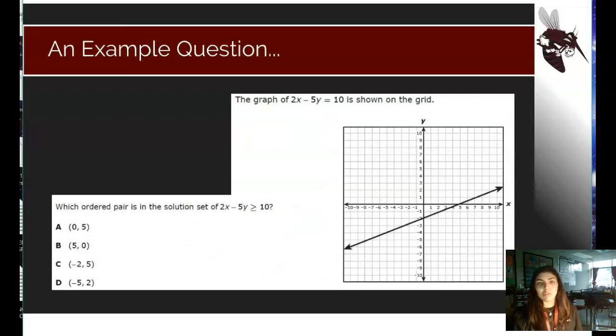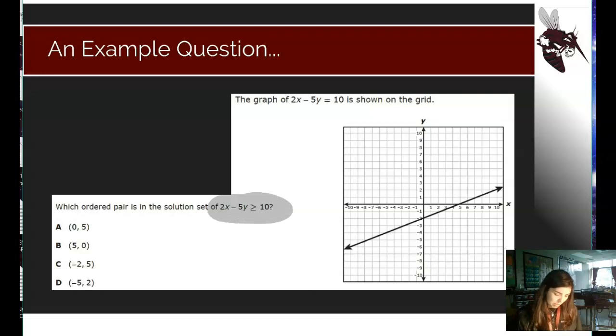And so here's what a question might look like. It says the graph of 2x minus 5y equals 10 is shown on the grid. Which ordered pair is in the solution set of 2x minus 5y greater than or equal to 10? Now the only way we can graph these is actually in slope-intercept form. So before I do anything else, I'm going to take this equation, I'm going to solve it for y.